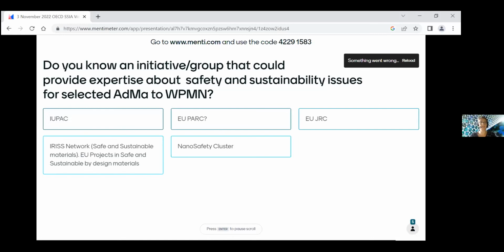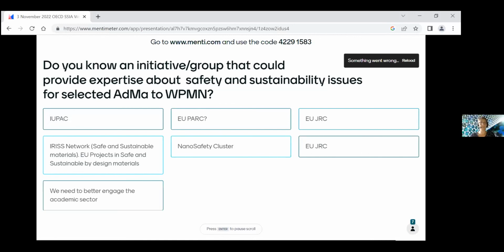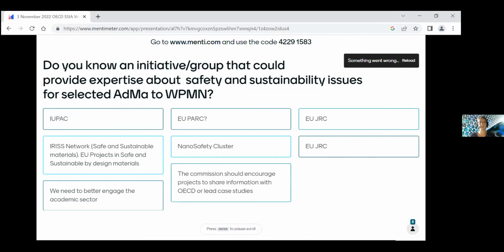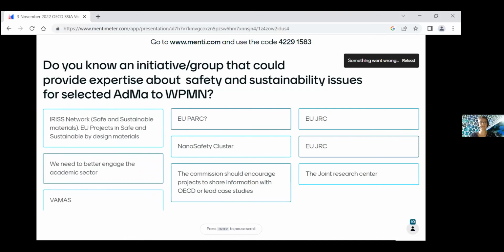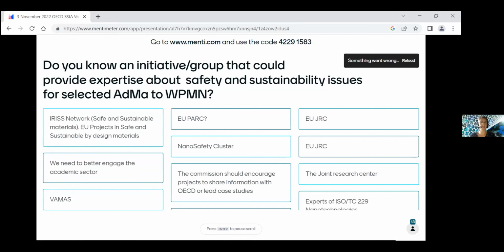Yeah, we already have a number of EU research projects mentioned and the EU JRC. So the EU JRC is already partner in the steering group of advanced materials. So there's a strong link to the JRC, but also members of the steering group are involved in the EU project.